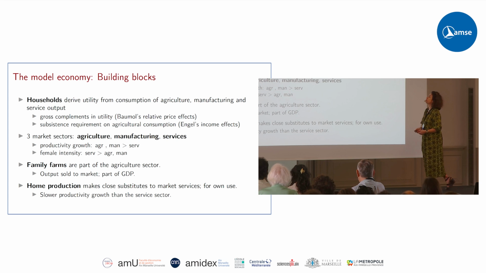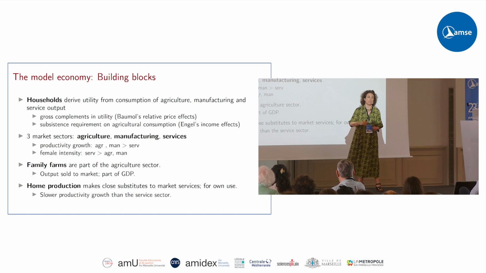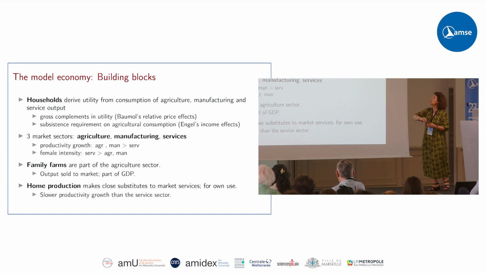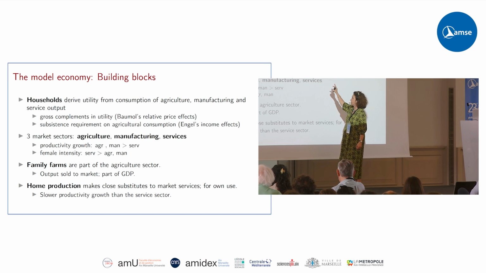So we have a model economy with households and firms. Households derive utility from the consumption of agricultural output, manufacturing, and services. These three goods are gross complements in utility. So these are very bad substitutes for one another. You want to consume a variety. Moreover, on agricultural consumption, there is a subsistence requirement. There is a minimum amount of food that you need to eat. And this is generating income effects, because it means that the share of agricultural consumption shrinks when the economy grows. The market sectors are agriculture, manufacturing, and services.